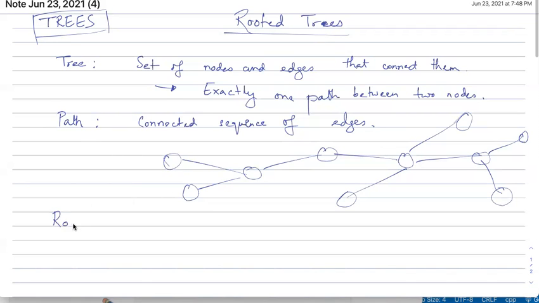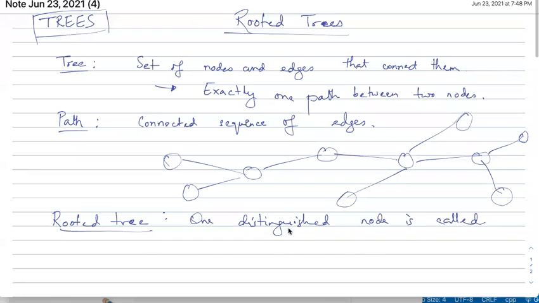So then what is a rooted tree? A rooted tree is a tree with one distinguished node that is called the root. So if I pick this node here, I will designate this to be the root.